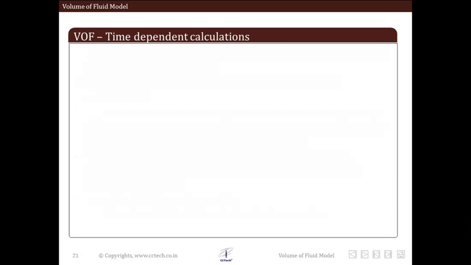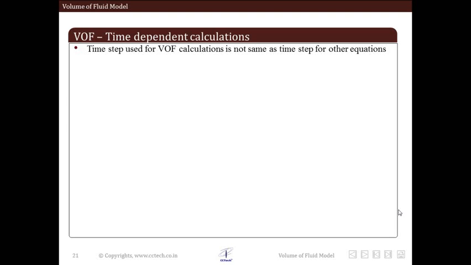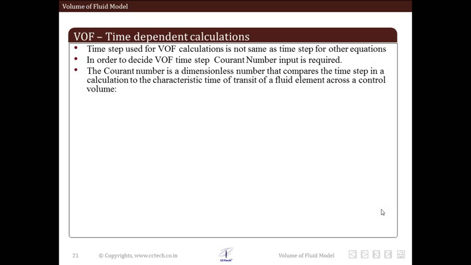Now let us see how Fluent decides the time step for VOF calculations. As we know already, the time step for VOF calculation is not the same as the time step used for other equations. So we have to give a user input for the time step for VOF calculations. This user input is called the Courant number. Courant number is defined as a dimensionless number that compares the time step in the calculation to the characteristic time of transit of fluid across a control volume.